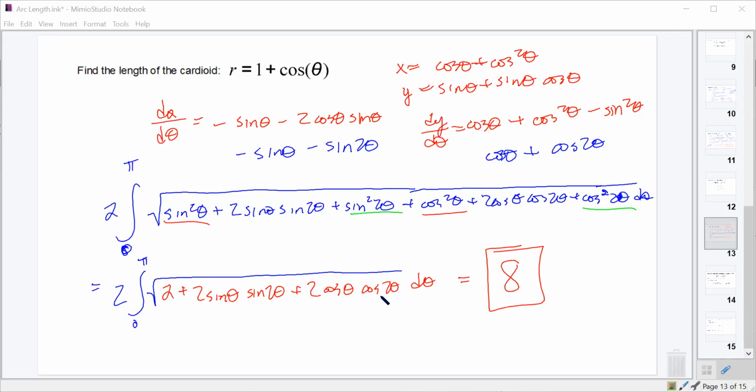All right, cool. So that's polar. That's how you do it with polar. There's no real difference between that and the parametric, except you got to find the x and the y values instead of just having them given to you.